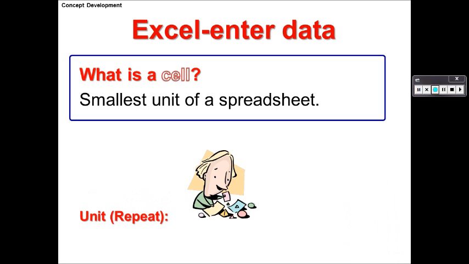Another vocabulary word is a cell. What is a cell? It is the smallest unit of a spreadsheet. What is a unit? It's a component or a part. So a cell is the smallest part or component of a spreadsheet.